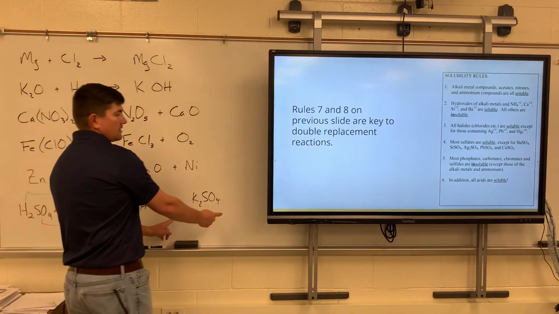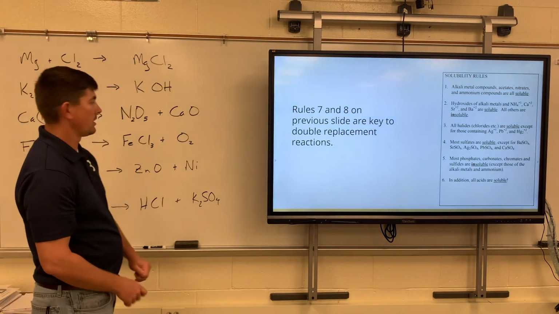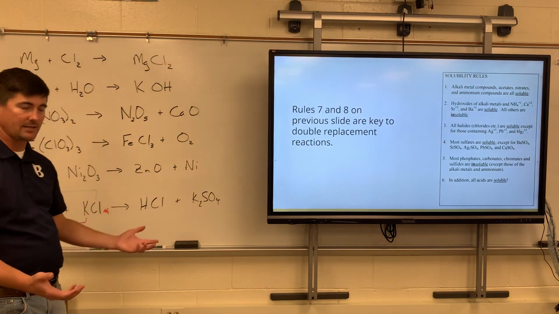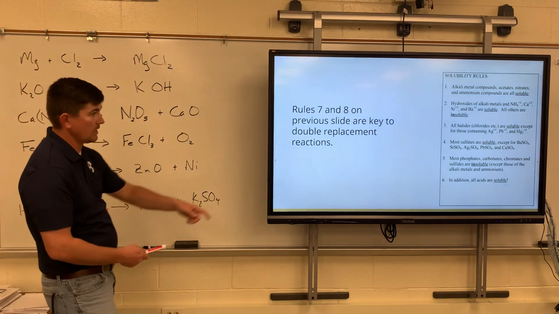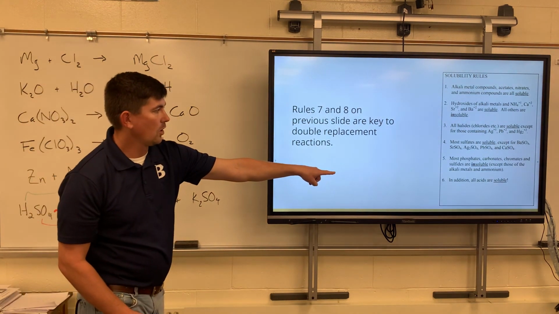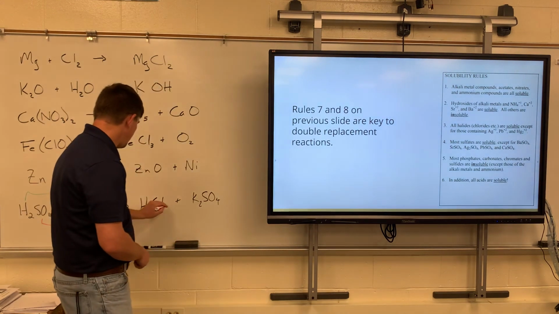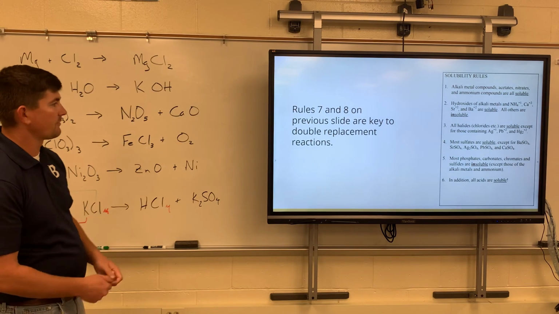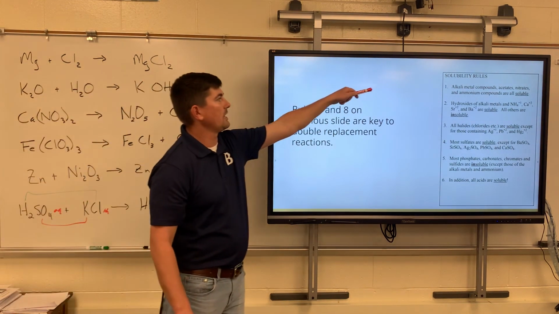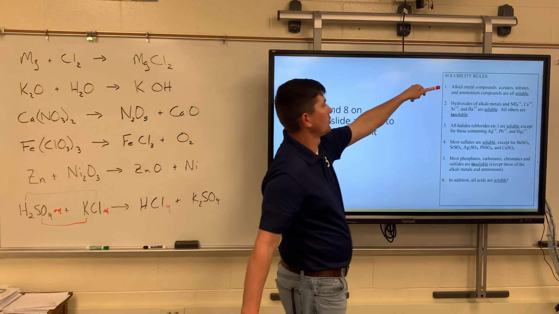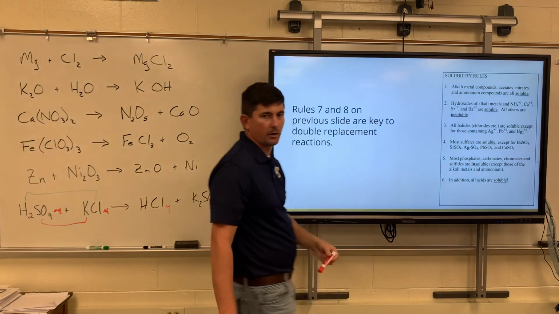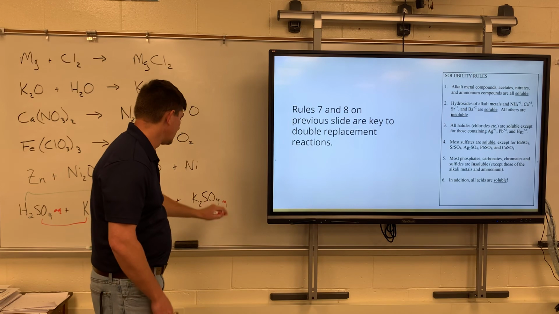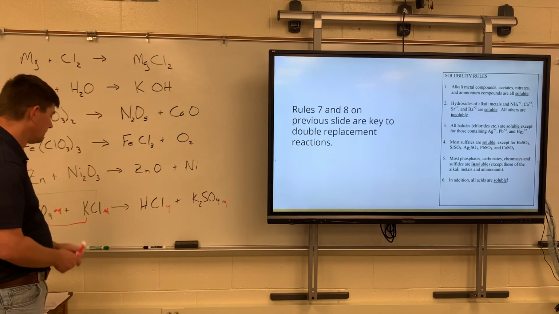Okay? So we're not done because, like I said, we need both of these to be aqueous, but then we need one of these to be aqueous and one of them not to be. HCl is hydrochloric acid. Acids are, once again, rule 6 over here, always soluble. So this one is aqueous. And then potassium sulfate, potassium's a group 1, and all group 1s are soluble. So this one is also soluble. So I ended up with two AQs. Well, that's a problem, right?